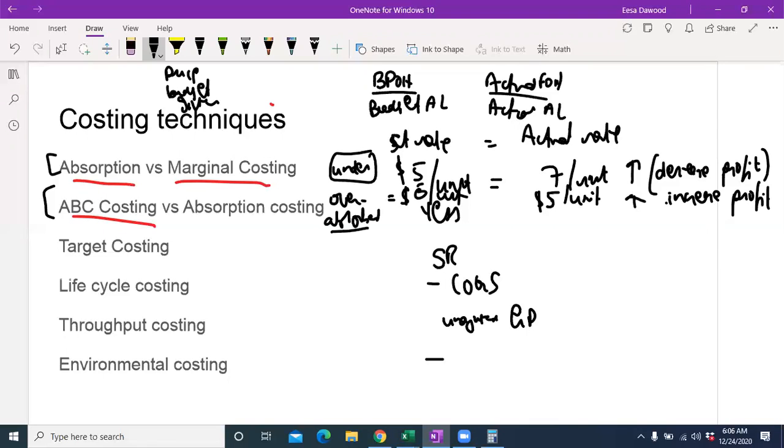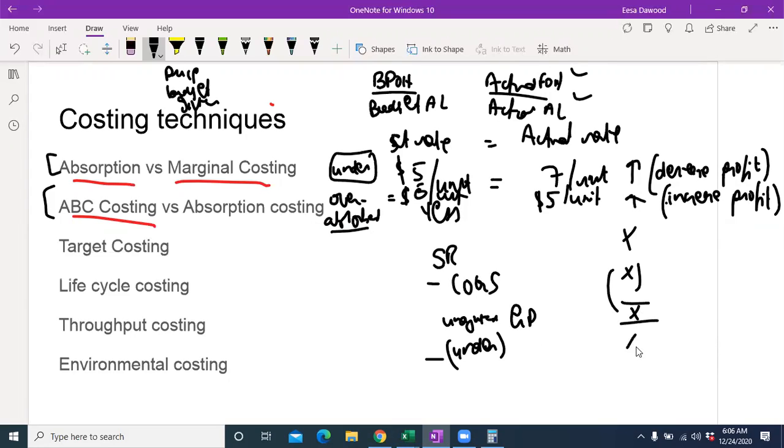So I need to make an adjustment. Whenever I'm using absorption costing, it's not the actual fixed overhead or the actual rate. So the profit won't be correct until you make the adjustment for under and over absorption. So what I'm going to do here is deduct cost of goods sold from sales. This figure is the unadjusted gross profit.